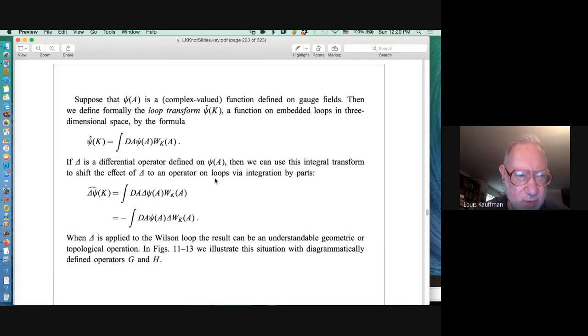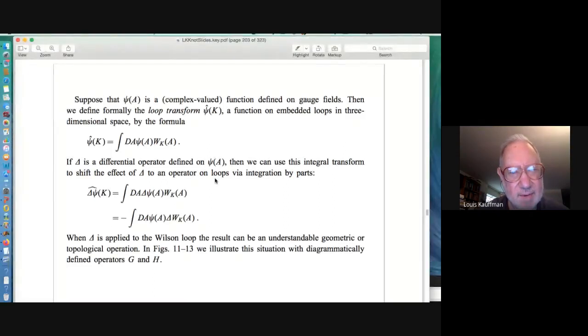Now, the loop transform says psi is a function of A. Let's make it a function of knotted loops. So we'll integrate over all the gauge field, psi of A, times the Wilson loop for A, okay? Just like psi of A being the exponentiated Chern-Simons Lagrangian. That would be an example. It is an example for them. It's called the Kodama state in their theory, and turns out to be of some significance.